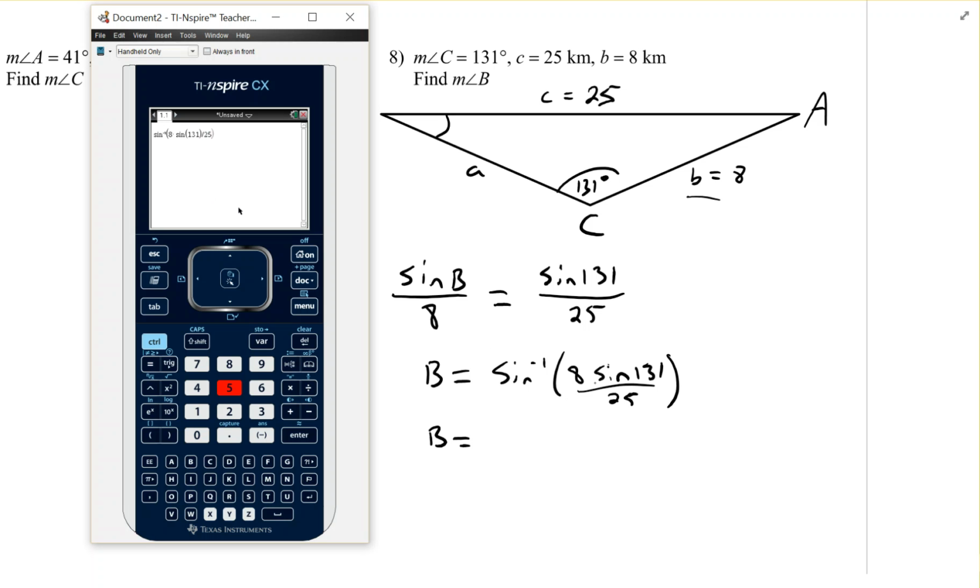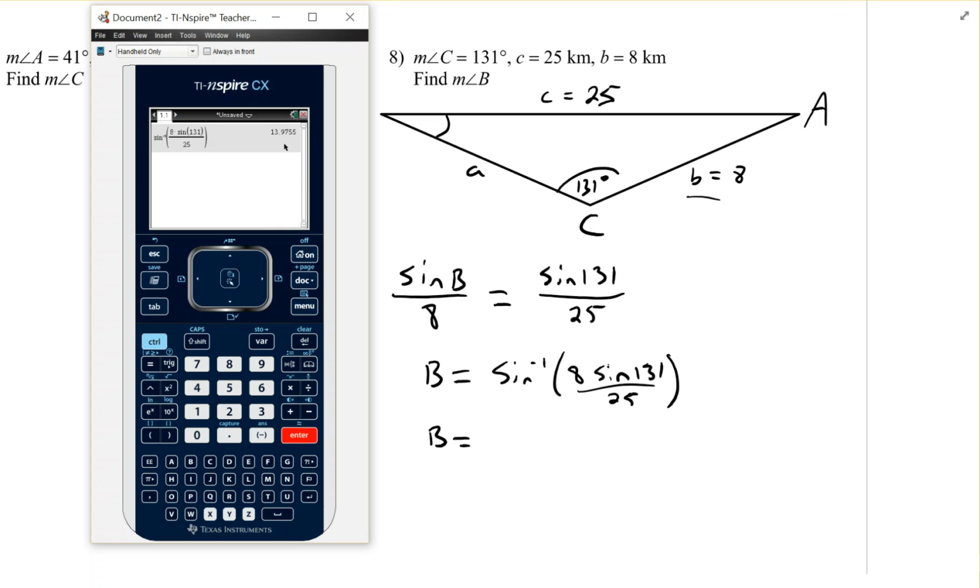And the nice thing about these ones, when there's no adding or subtracting part of it, it doesn't matter about order of operations. I could have done this in any kind of order. I could have gone sine times 8 divided by 25. I could have gone 8 divided by 25 times sine 131. You can't really mess up too bad with these ones. So that's kind of nice. Yeah. Okay. So that's it, and then just enter.